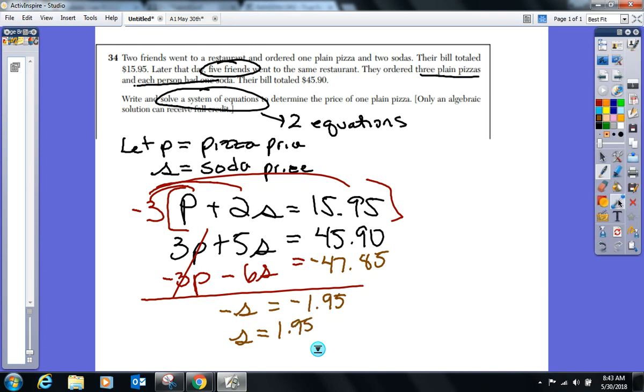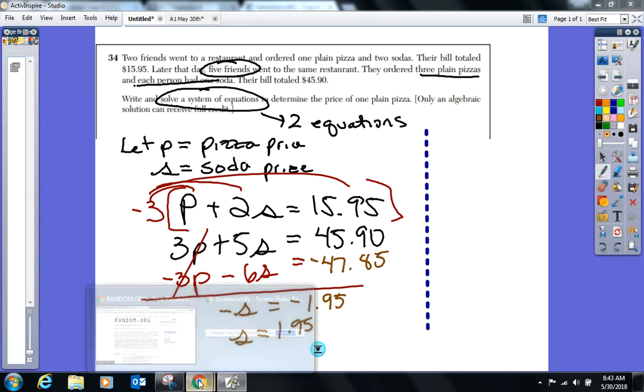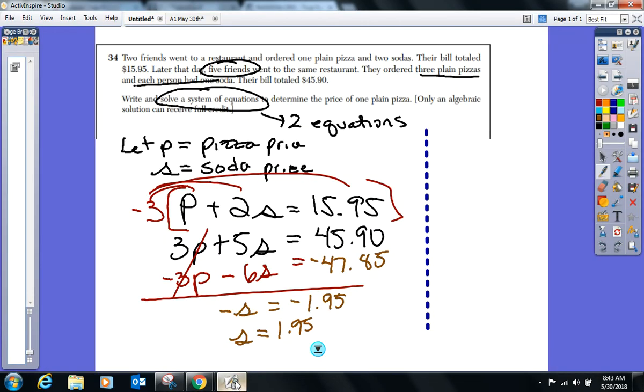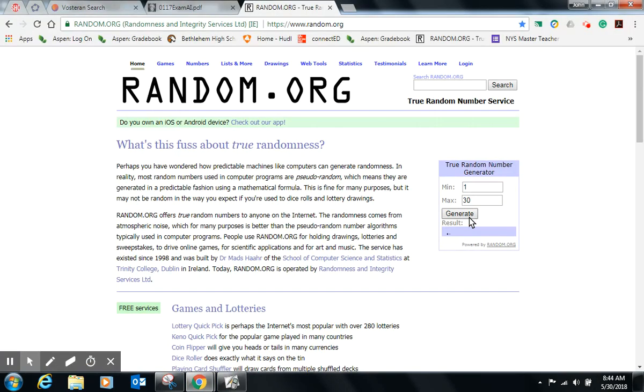All right, $1.95. How do I use that now to get the 1 slice of pizza now? Okay, here we go. Nope, I want to hear from new people today. How do I find the slice of pizza now? Does it matter which one I plug it into? Nope, doesn't matter. So I'll take that first one. P plus 2S equals $15.95. Here we go. P plus 2 times $1.95 equals $15.95.